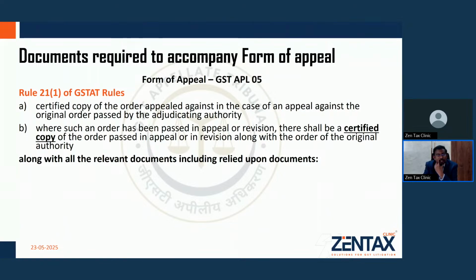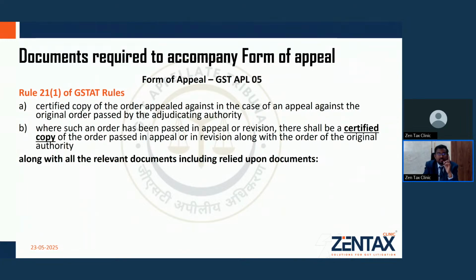When I am filing the appeal in form APL 05, I have already seen in Rule 18 and Rule 19 that I need to give the facts of the case and the grounds of appeal. These are part and parcel of the form APL 05, and it has to be given double spaced on A4 size paper. What are the other additional documents that have to be submitted along with the appeal form?